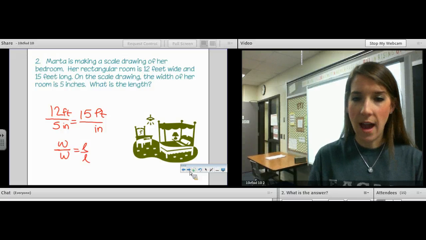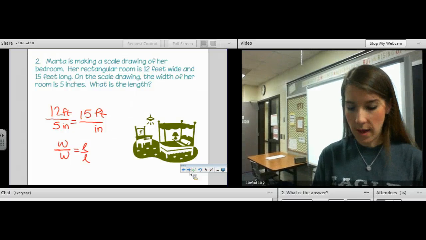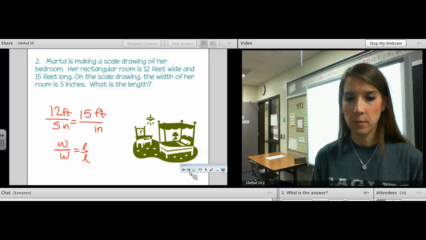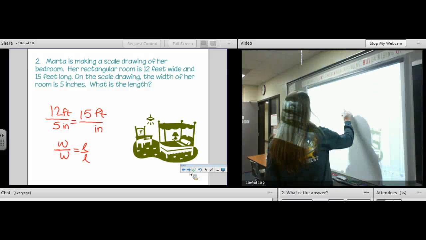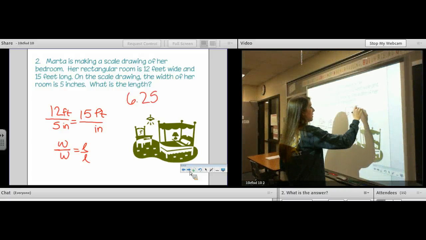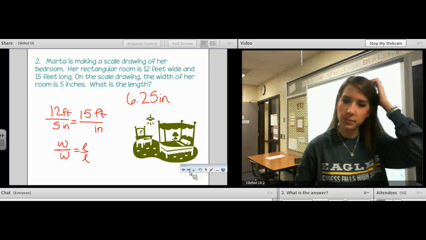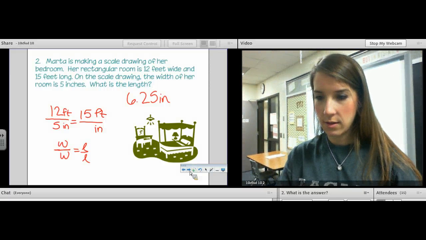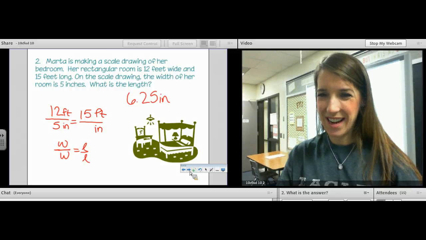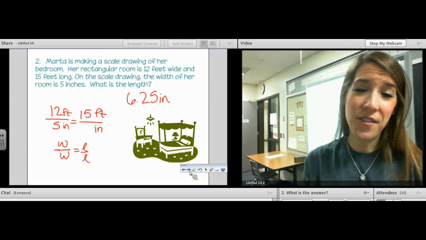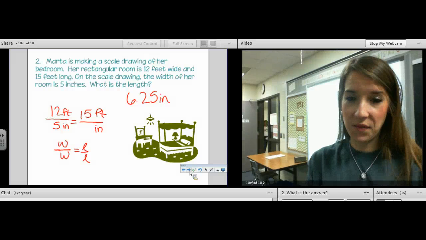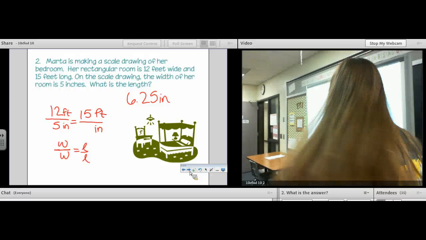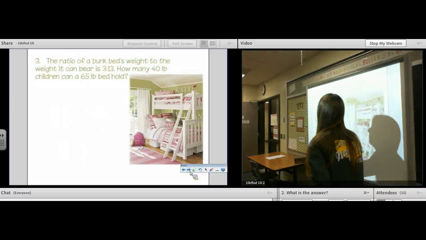All right, cross multiply: 5 times 15 divided by 12. The final answer is 6.25 inches. Most of us got that. And if you didn't get it, I hope you know why. No converting necessary again, because it's feet over inches equals feet over inches. Nothing weird. All right, let's do this one.